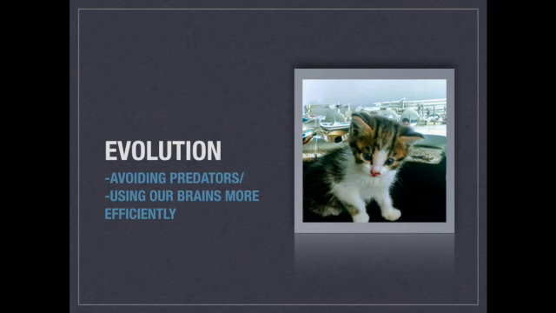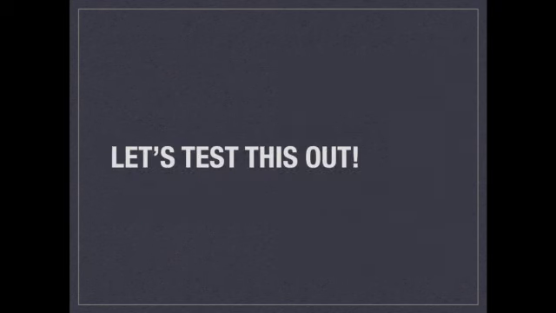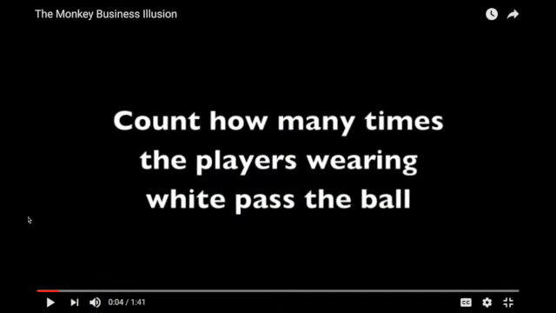So System 1 reasoning is very useful. Heuristics are good things, but they can also lead us to occasional blind spots, and we'll see some examples of that. Let's test this out. Okay, so all you have to do is count how many times the players wearing white pass the basketball. Let's give this a try.